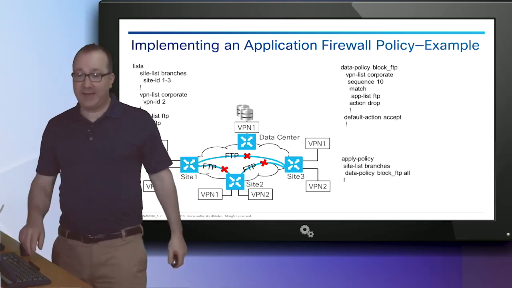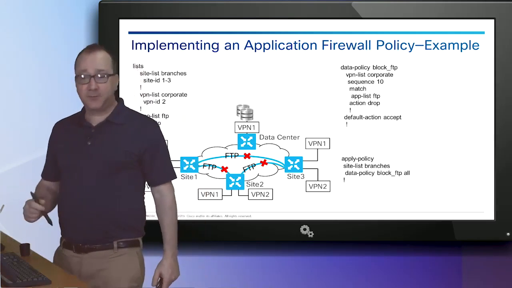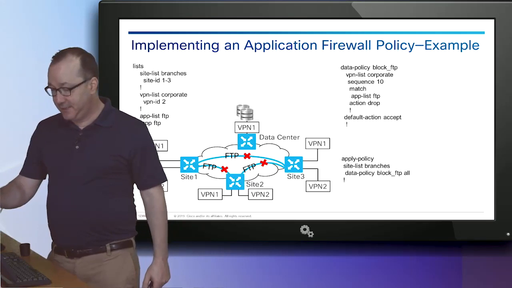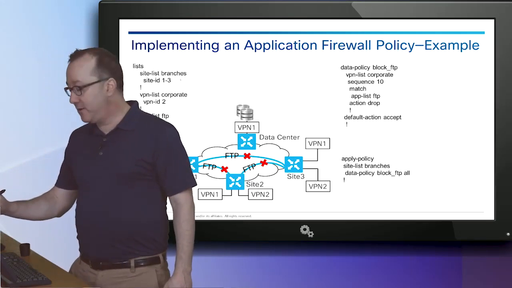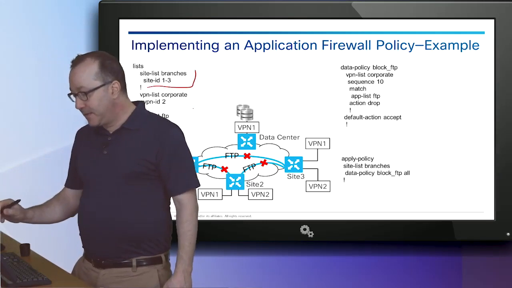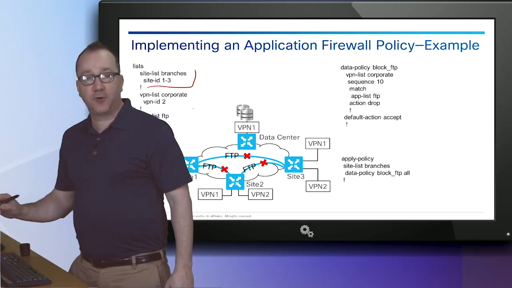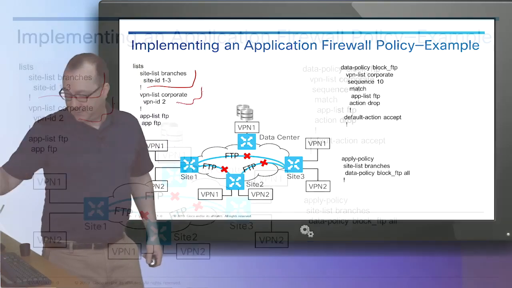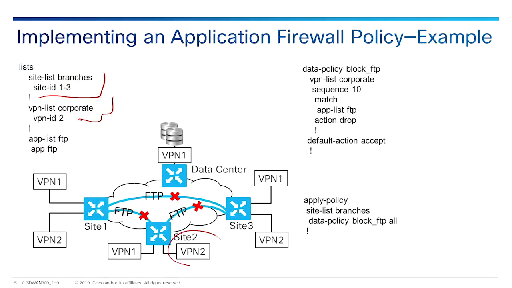Well, like before, the very first step is we're going to define a group of interest. And in this case, our group of interest is going to be the branches, so sites 1 through 3. All right. Then we're going to create a VPN list for corporate. VPN list 2. So VPN list 2 is for corporate, and the sites are defined down here.